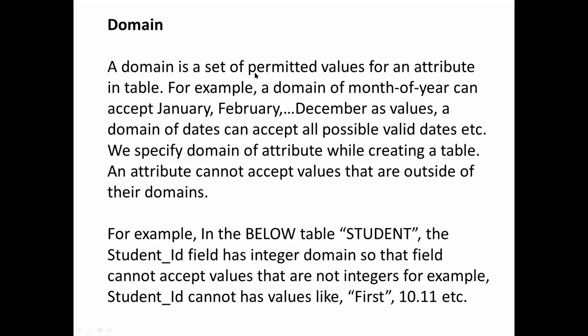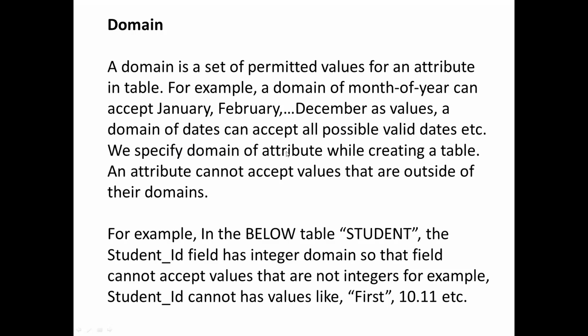So what is a domain? A domain is a set of permitted values for an attribute in a table. It is a set of permitted values. We have talked about domain of attributes. It is quite similar to that one. Okay. For example, a domain of month of year can accept January, February till December as values. A domain of dates can accept all possible valid dates. If it is date, then it can accept all possible valid dates, etc.